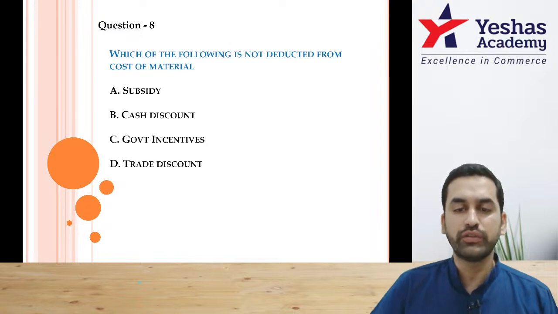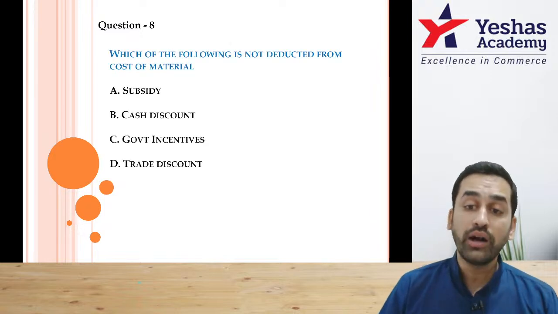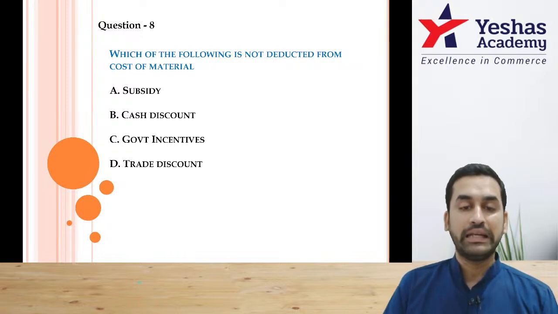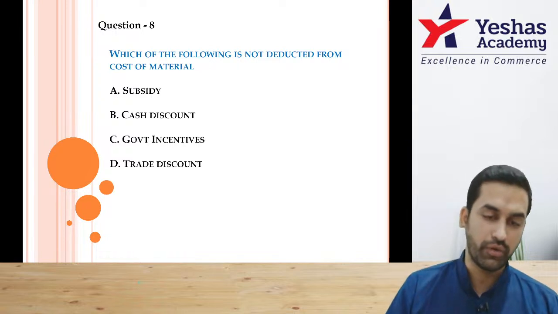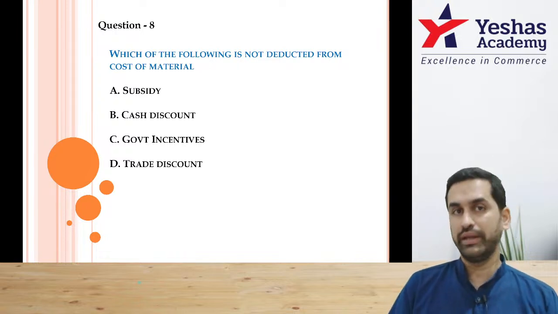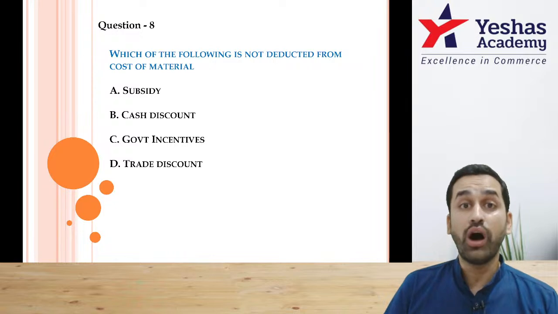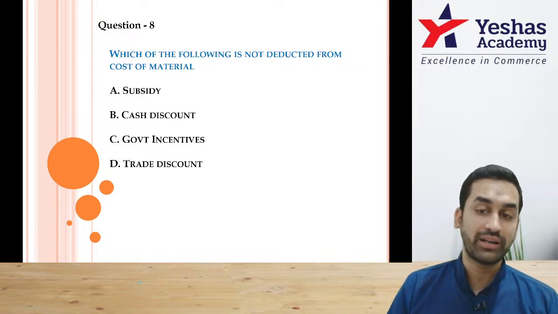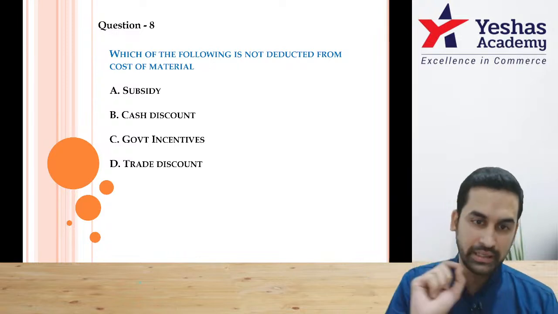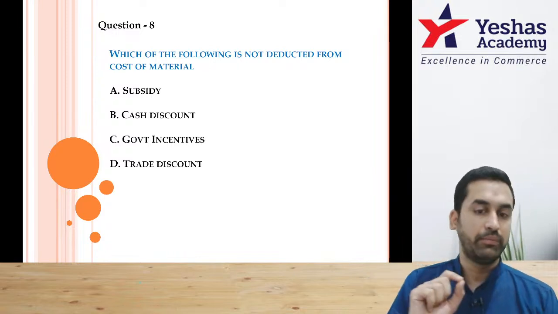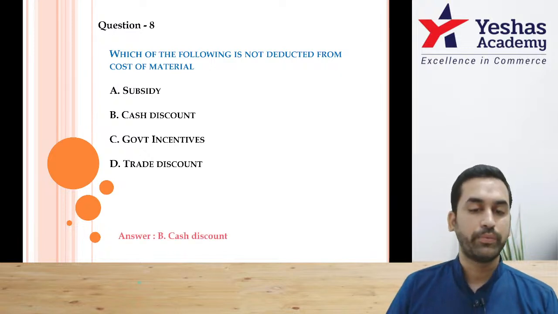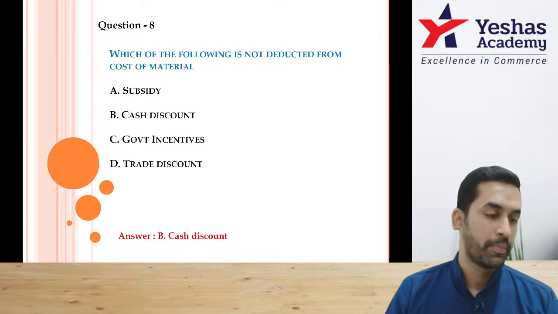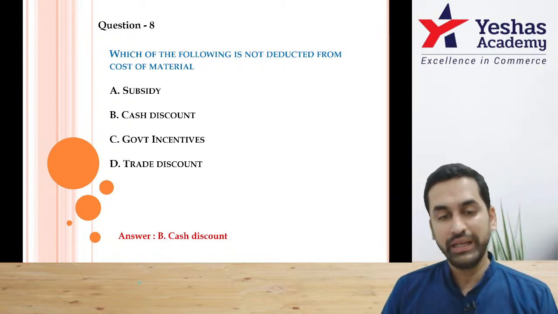Question number 8. Which of the following is not deducted from cost of material? Subsidy, cash discount, government incentive, trade discount. First of all, read the question. It says which one is not deducted. Clearly they're saying which one is not deducted. Subsidy I will minus. Government incentive I will minus. Trade discount I will definitely minus. Cash discount, option B is the answer.